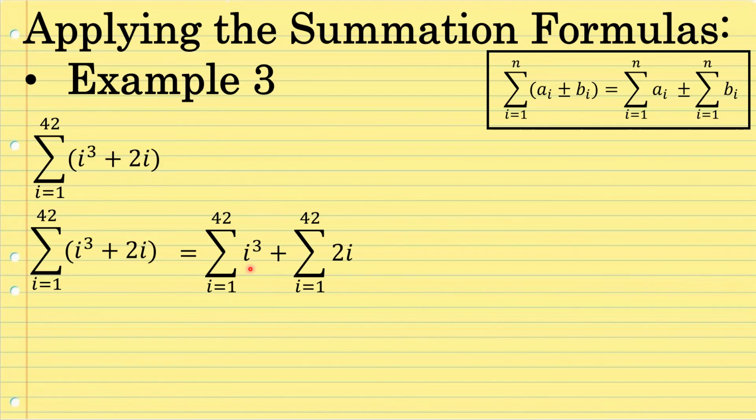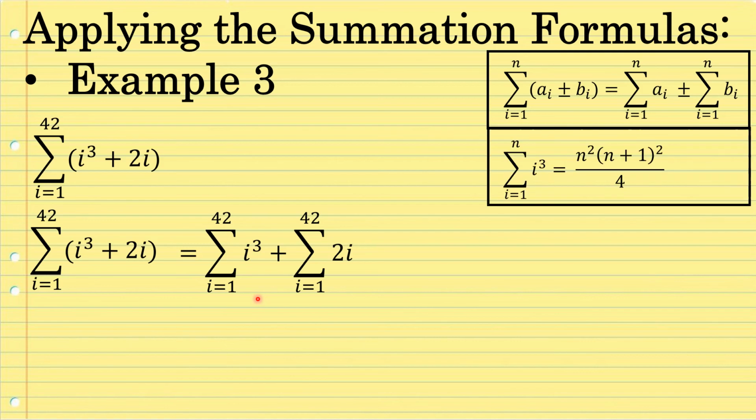When I take a look at the first term of this now broken apart sum, I have an i to the third power. We have a formula for summing an i to the third. It looks like this: n squared times n plus 1 squared all over 4. It's all based on the value of n, which in this case will be 42. Plugging a 42 in for n into this formula, I'll have 42 squared times 42 plus 1 squared all over 4.